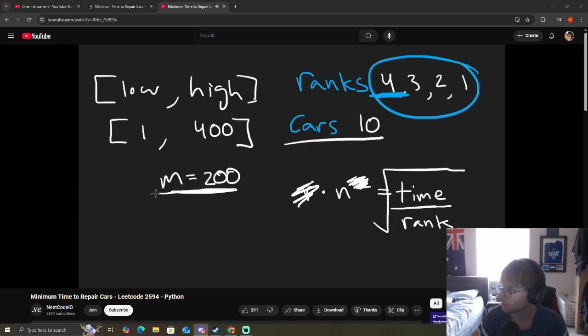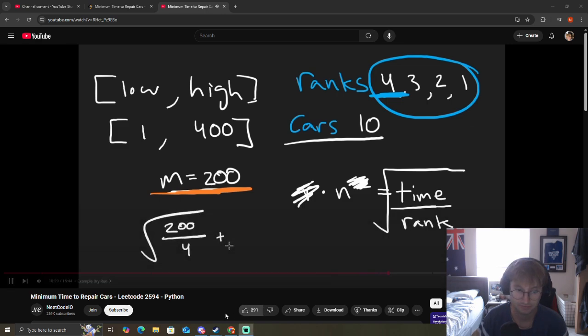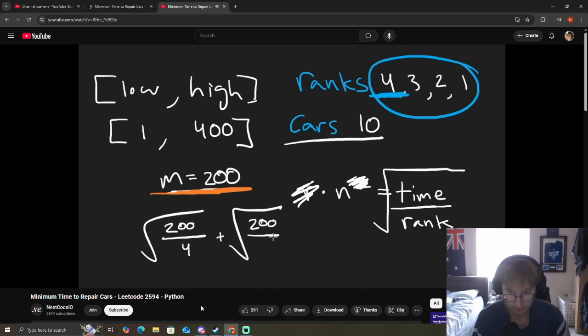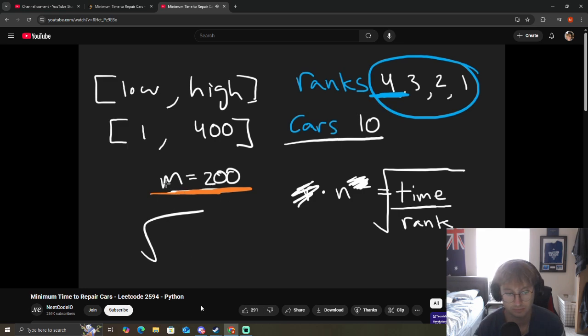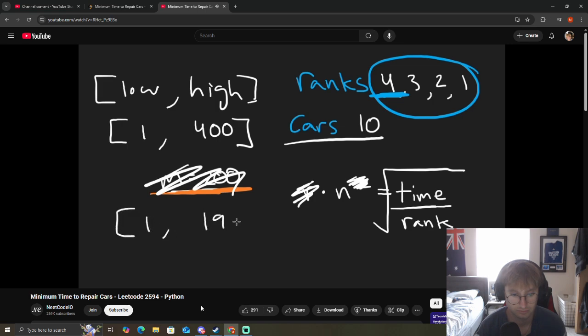In this problem, I think 200 is going to be obviously good. Just to do one quick iteration of this, the first mechanic is going to be square root of time, which is 200 divided by 4, and then the next mechanic is going to be 200 divided by 3, etc. I think one of these terms is probably bigger than 10. Since this is good, we will shift our right pointer, so our next range would be 1 and 199, because now we're looking for smaller numbers than 200. Is there a time even smaller than 200 which will allow us to do all 10 cars?